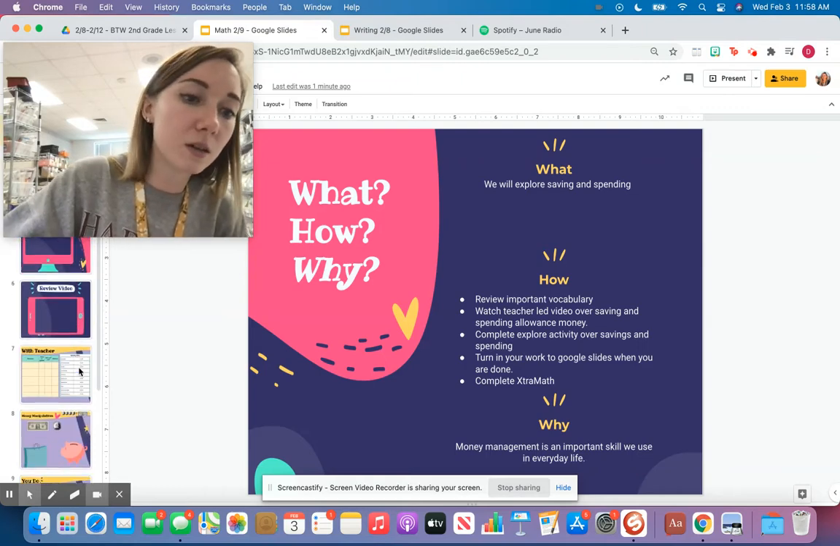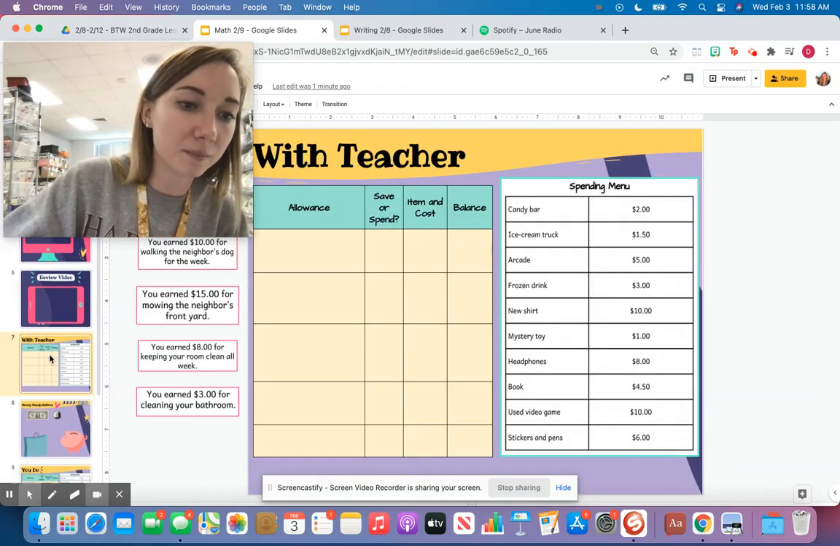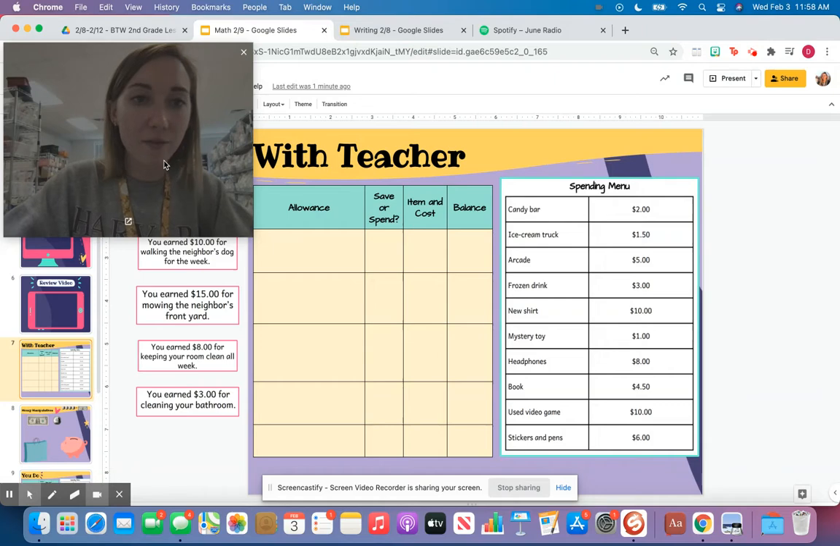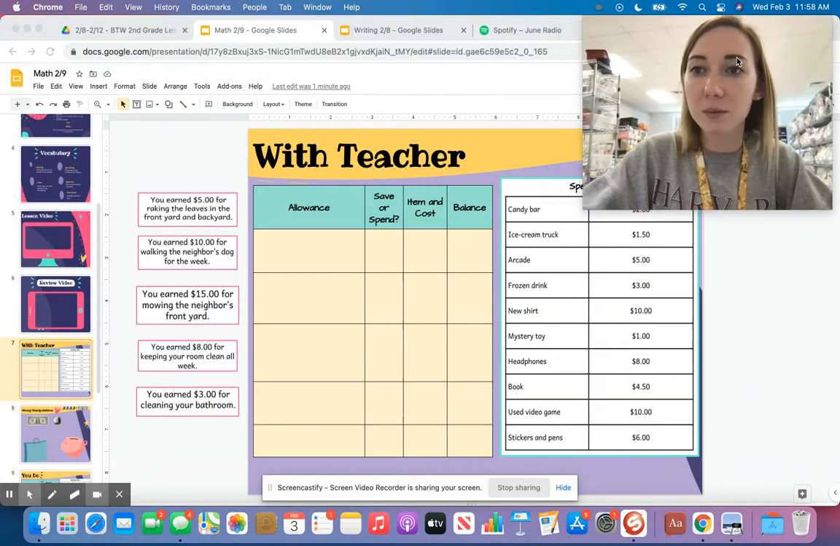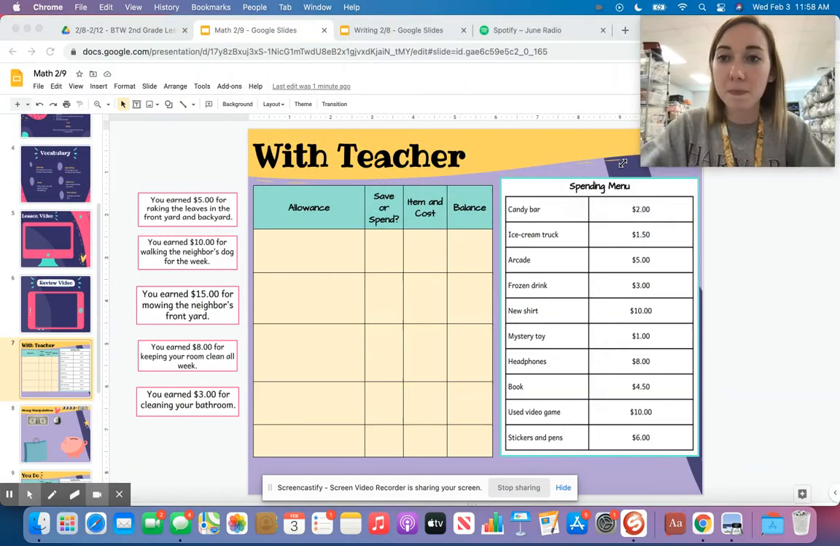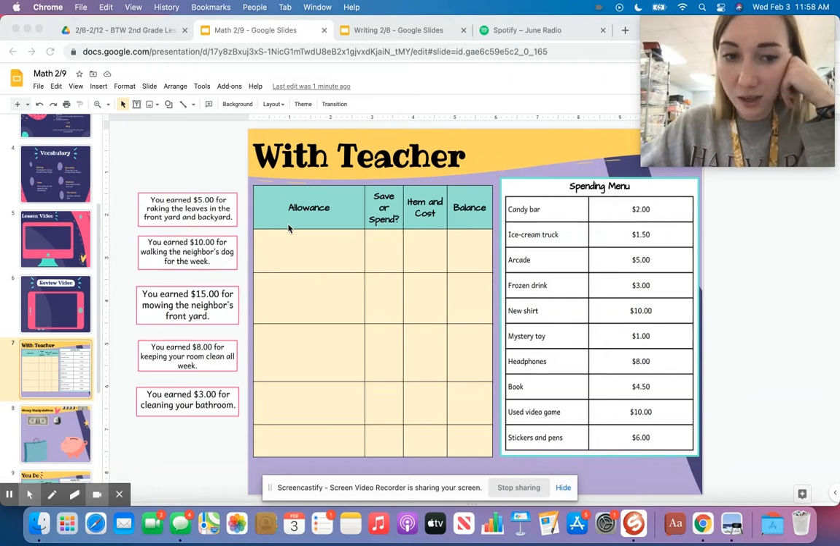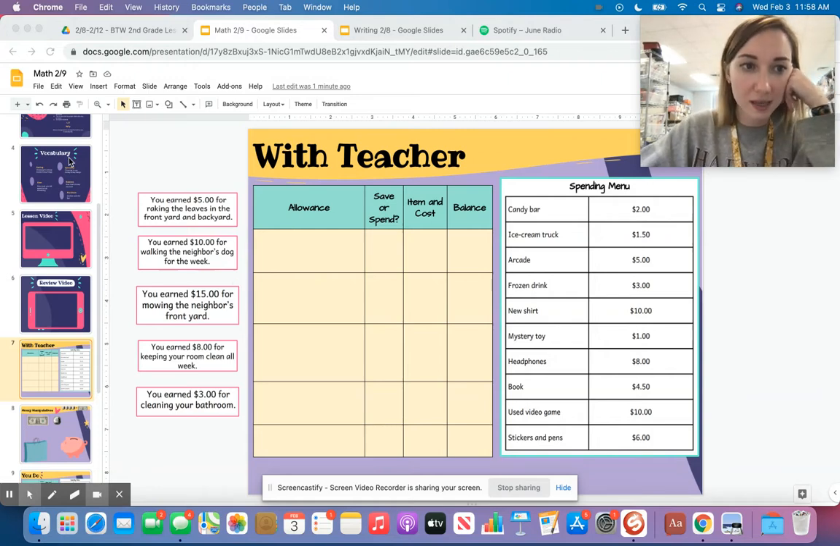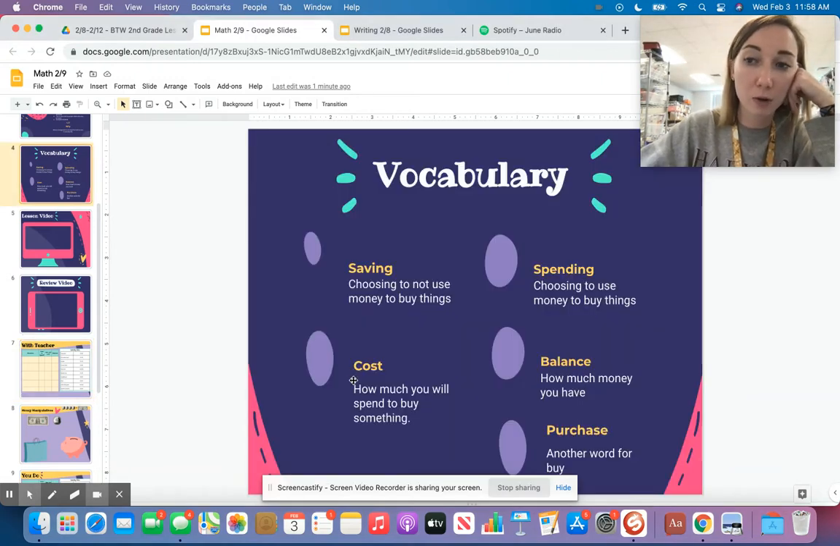So here's our activity. Let me see where I can put my face, okay? With me, you guys are going to help me make some choices. And actually, I'm going to go back and talk about our vocab real quick one more time.